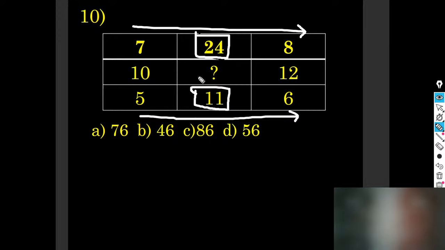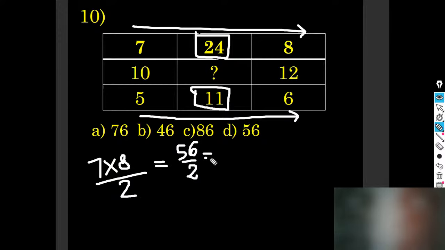Okay, I'll give you one small clue how to solve this. We have 24 there. So just multiply first and last. 7 into 8 is 56. Suppose we just divide it by 2, that is equal to 28. But we have 24 there. Next, we have 5 and 6.